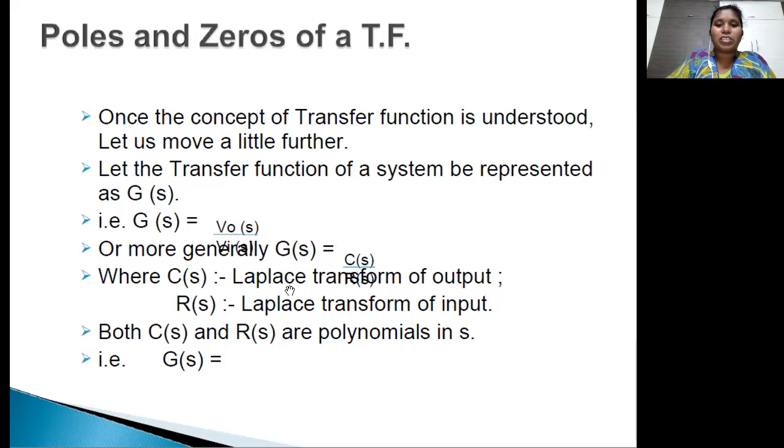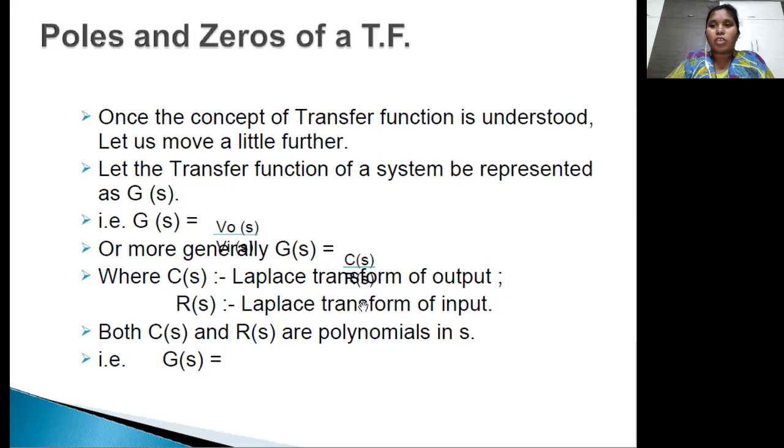Here C of s is the Laplace transform of the output and R of s is the Laplace transform of the input. I am considering C of s and R of s both as polynomials in terms of s only. Why? Because here we are considering the Laplace transform, and the Laplace transform will be in terms of s only.